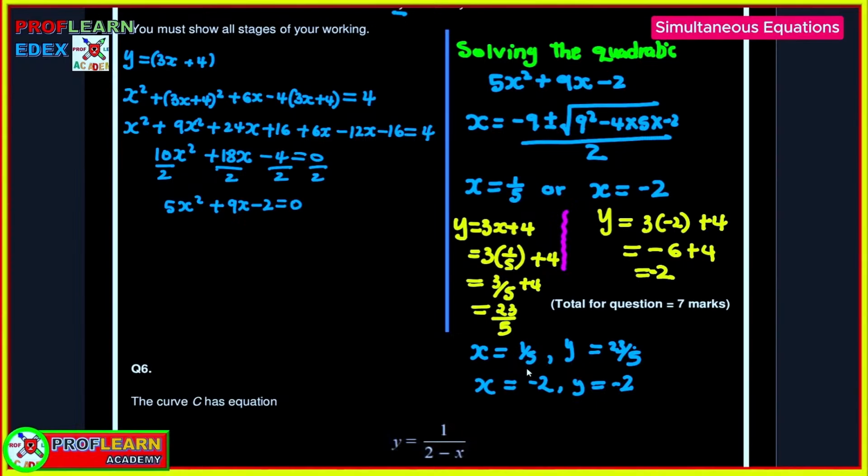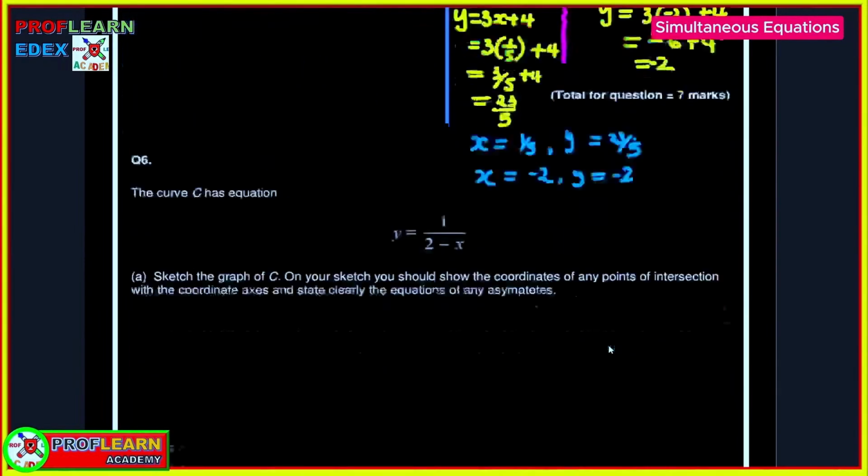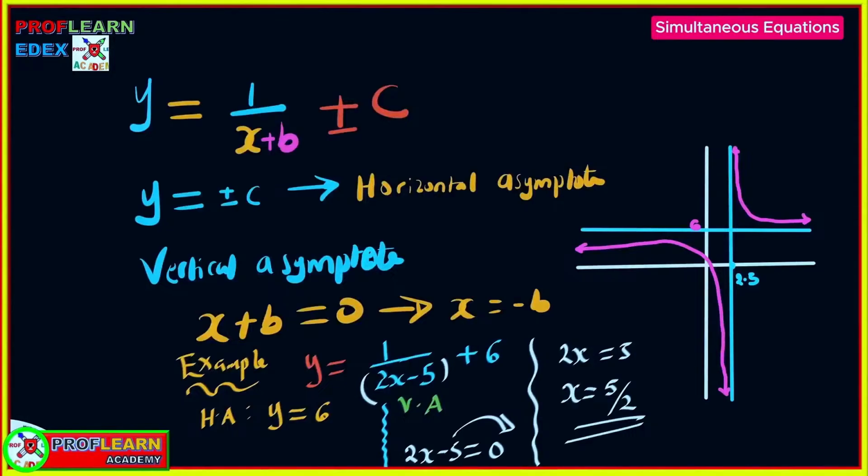I believe you've understood up to that point. You've understood what you are supposed to do. And I want us now to change gear so that we can talk about curve sketching. Sometimes you are given a question to sketch curves, and I'm going to take you through how to go about it. So we are going to have a scenario whereby you are given an equation y equals 1 over x plus b, plus or minus c. So this is a general equation of reciprocal graphs.